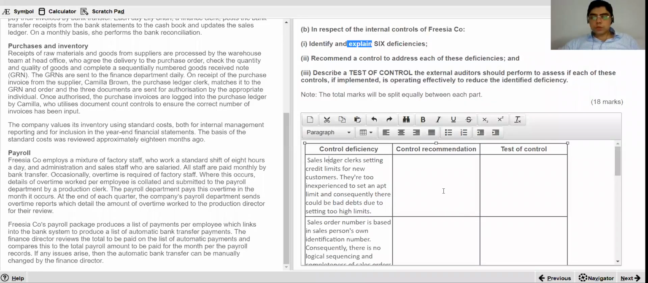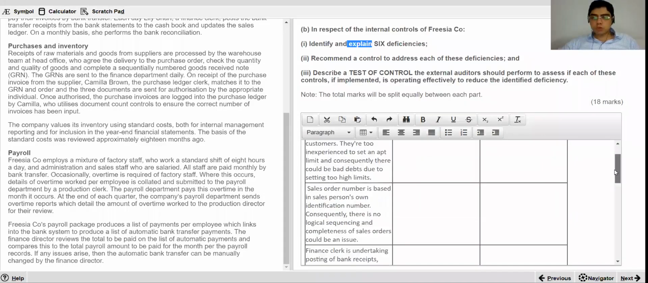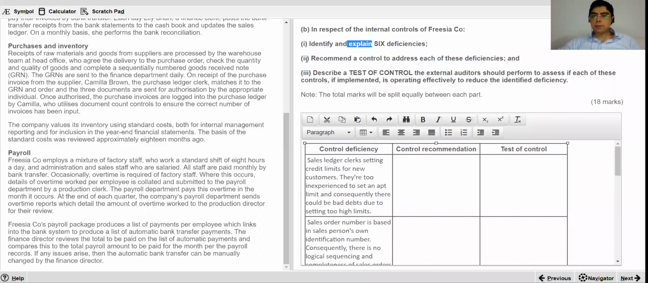So now we're going to talk about control recommendations. Part 2 is to recommend a control to address each of these deficiencies. To be honest with you, I think that's the easiest part of the question if you're comfortable with the deficiency, because you simply have to tell what needs to be done to overcome that deficiency.